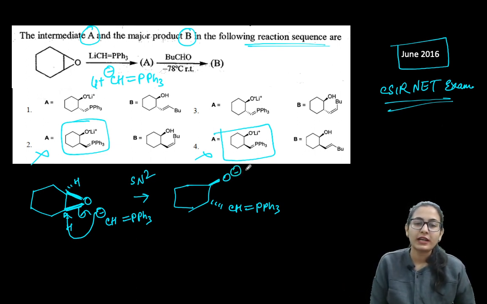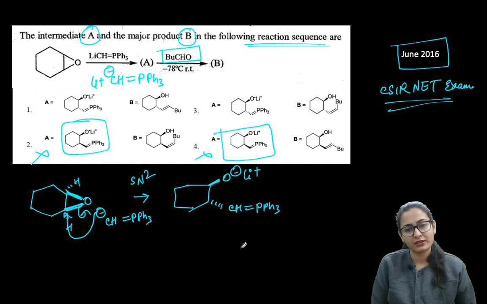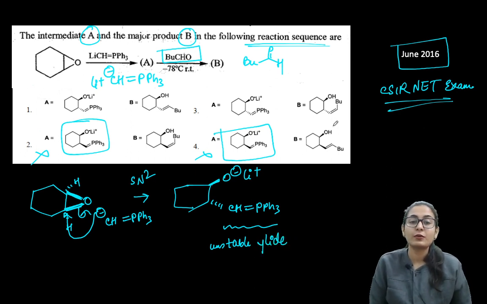Yes, so O minus, lithium positive, and then what do you have? Is it a stable ylide or an unstable one? You just have an aldehyde over here, but this is an unstable ylide because you don't have an electron withdrawing group. Unstable ylide gives you what? Does it give you a trans alkene or a cis alkene?